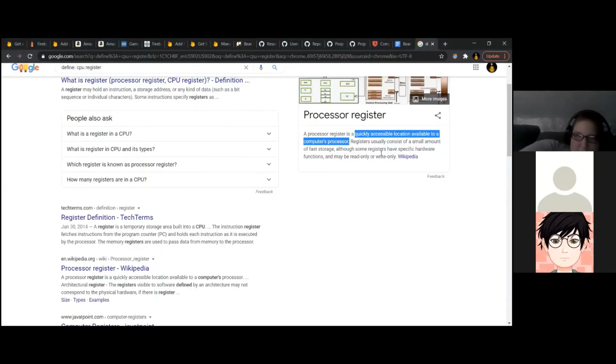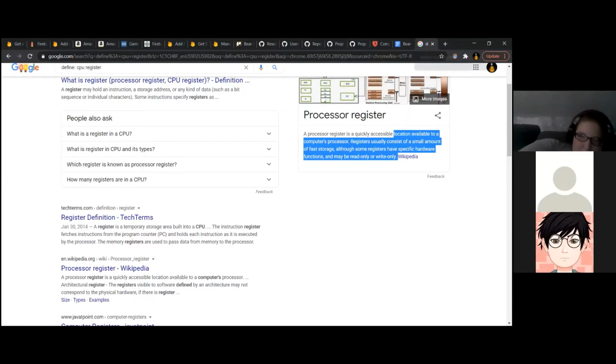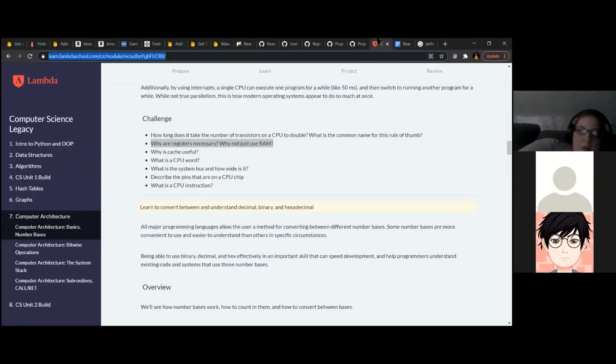Go back to your quickly accessible location. It's the location. The location's not the address. So a processor register is a quickly accessible location available to the computer's processor. Registers usually consist of a small amount of fast storage. Oh, that's the data. R0, R1, R2. Yeah. And it's slightly faster than RAM, and it doesn't disappear. It's way smaller, right? So it's just trying to hold specific instructions for the CPU, and RAM holds all kinds of data, right?